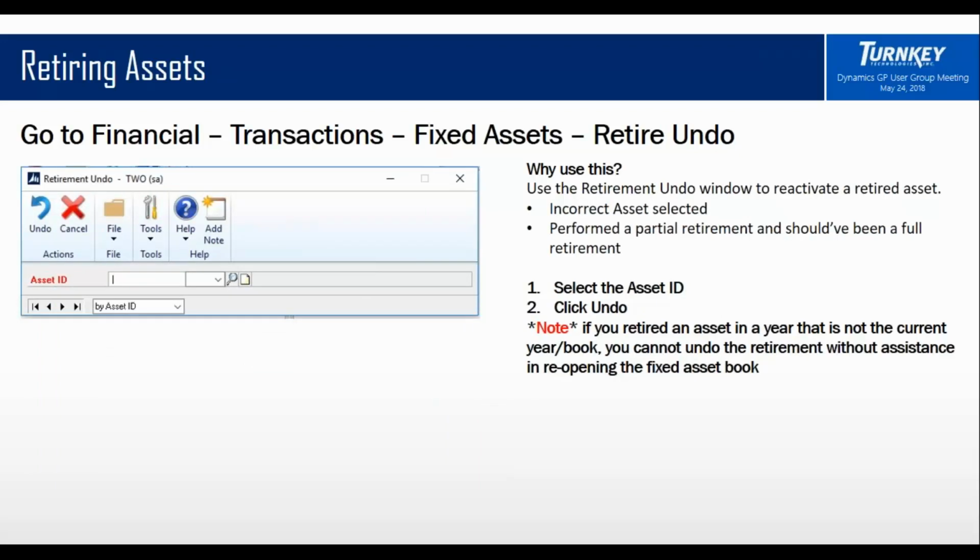There is a nice tool called Retirement Undo that allows you to undo your boo-boo. So sometimes people incorrectly selected the asset, and other times they did a partial retirement and were like, it should have been a full retirement. In order to do it, it has to be within your fiscal year. So the book has to be open in order for you to do it. We do have a back-end solution where we can help you reopen that asset book if you need to.